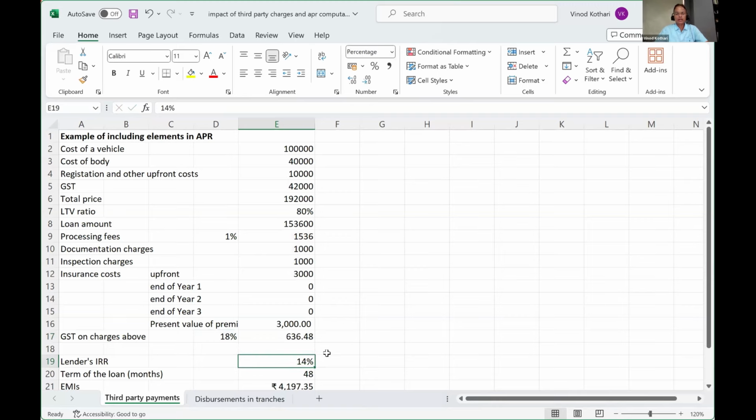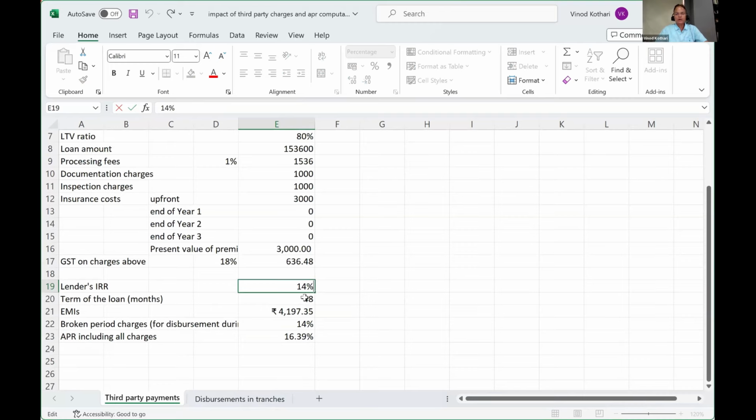Now, what is your ROI or rate of interest? Assuming the rate of interest is 14%, so you're talking about 14% rate of interest. Tenure of the loan is 48 months. Now, you would compute EMIs at this rate of interest. Obviously, computation of EMI is based on ROI, rate of interest, 14%, on a loan amount of 1,53,600. These extras are anyway extra. They are not included in the EMI computation. EMI is separate and the upfront charges are separate. So on the loan amount of 1,53,600 at a 14% rate for 48 months, your EMIs are computed at 4,197.